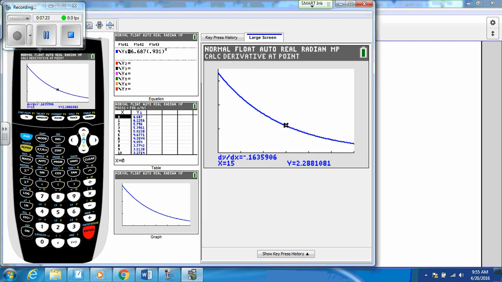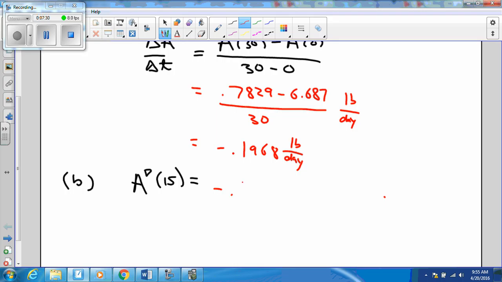When we do, that comes out to negative 0.1636. And the units again are in pounds per day because I'm looking at a rate of change. Now we have to go to the interpretation. What three elements do I need in the interpretation? I need units, of course, yep. Those are the magic words that I'm using. What are the magic words for interpreting a rate?